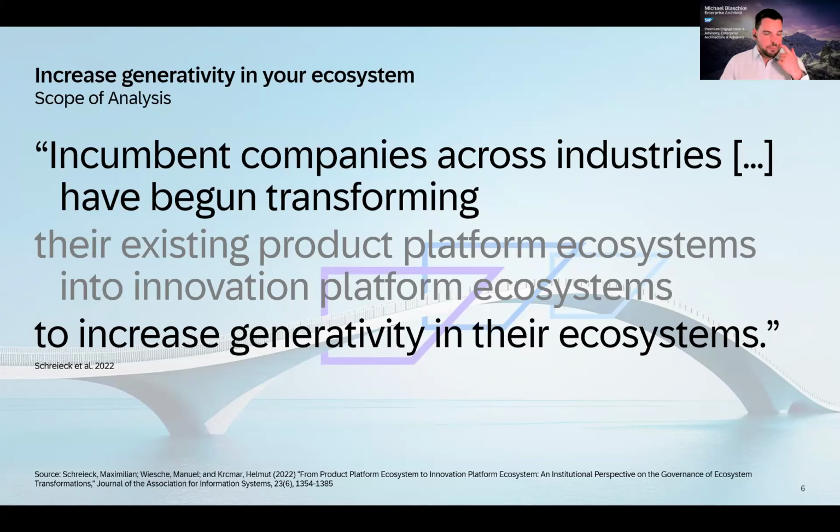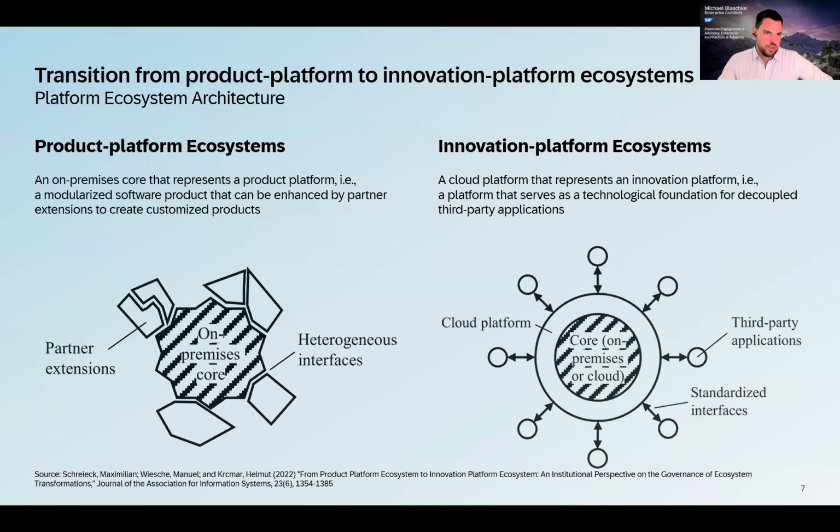So the scope here really is about incumbent companies across industries that are in a transformation, and this transformation goes from existing product platform ecosystems into innovation platform ecosystems. And the ultimate goal is to increase generativity in the organization's or company's respective ecosystem. So that's the case, that's the why. What is the ultimate goal? It's increasing generativity in the ecosystem.